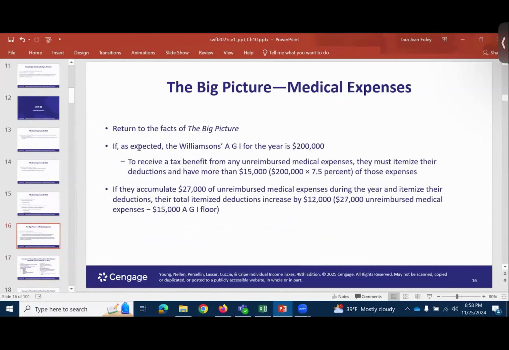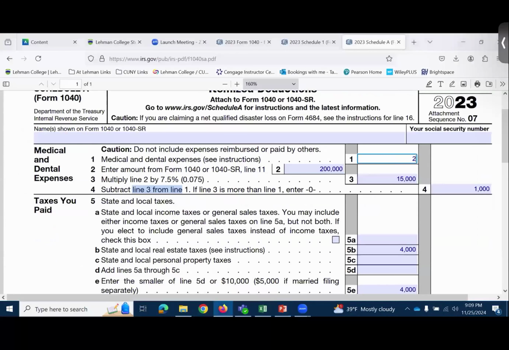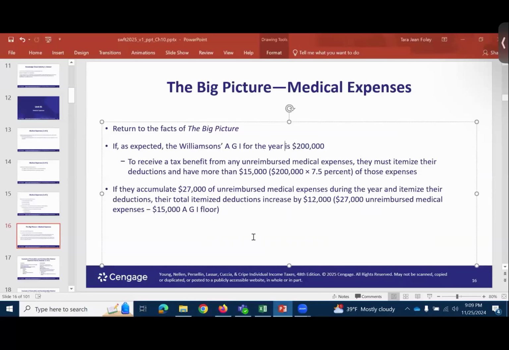So, if, as expected, the Williamsons' AGI is $200,000, okay, so $200,000 times 7.5% is $15,000. I already went through this with you. So if they have $27,000 of unreimbursed medical expenses, so we'll go to that. If it's 27,000, how much can they deduct? $12,000. 27 minus 15.